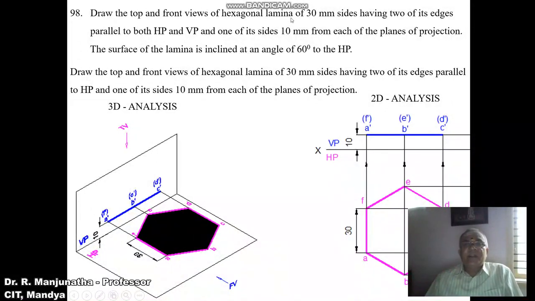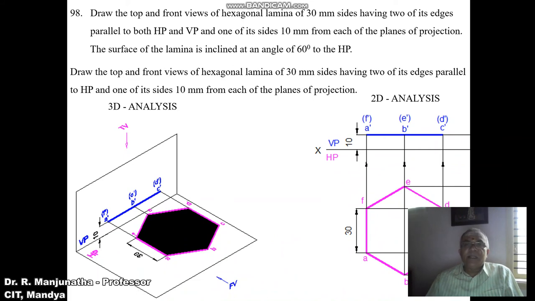Front views of a hexagonal lamina of 30 mm sides having two of its edges parallel to both HP and VP. One of its sides is 10 mm from each of the planes of projection. The surface of the lamina is inclined at an angle of 60 degrees with HP. As you see that the surface of the lamina is inclined to 60 degrees to HP, obviously we have to start from the horizontal plane.